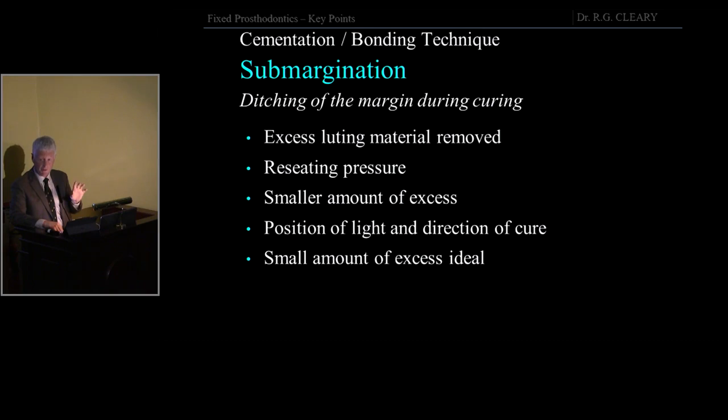Some more will come out, okay? And you wipe that away, and you reseat it again, and what will happen? Another little bit will come out. I leave that there. And then I cure it. So I have a positive piece coming out from under the margin, okay? Little layer, small little layer. Small amount of excess. And then the most important thing is you're going to use the light to help you.